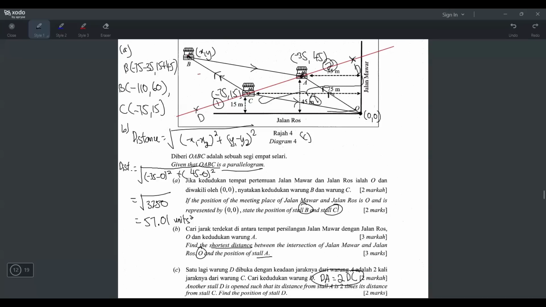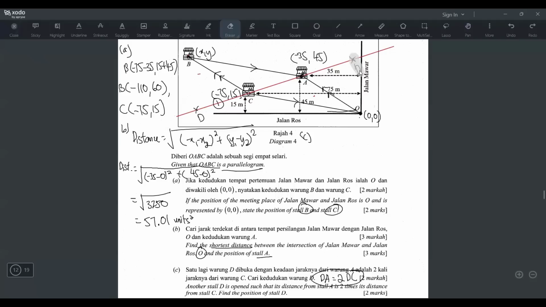Because they say DA is 2 times distance DC, right? So the DC ratio is 1. But you can see it's not possible. Why is it not possible? From D to A, there is 2 portion, but D to C is longer and you tell me the ratio is smaller. No, right? There's no logic. So the D cannot be here.